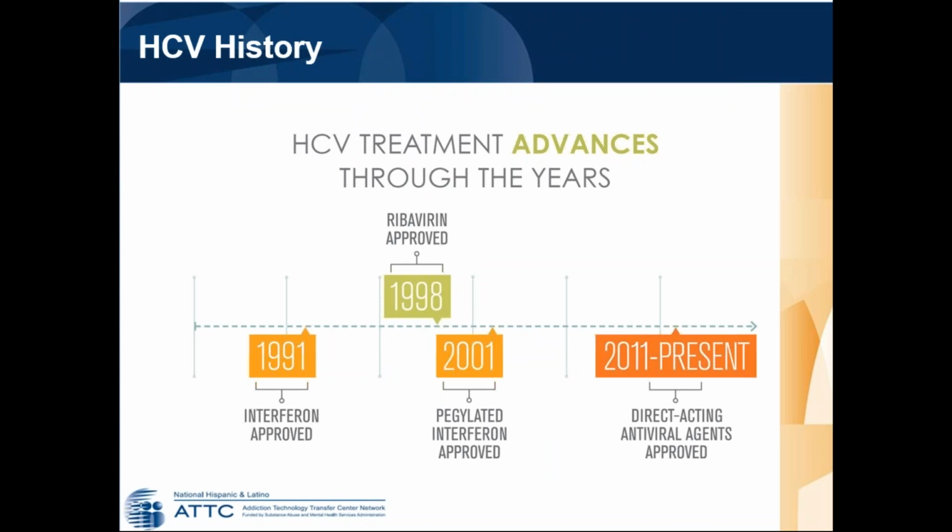Medications, again, one of the main barriers for treatment has been the older medications. Treatment used to be 6 to 12 months. That has changed now. Now the treatment is 8 weeks to 24 weeks. The treatment used to be with interferon, then interferon and ribavirin, then pegylated interferon and ribavirin until 2011 when the direct acting agents were approved.